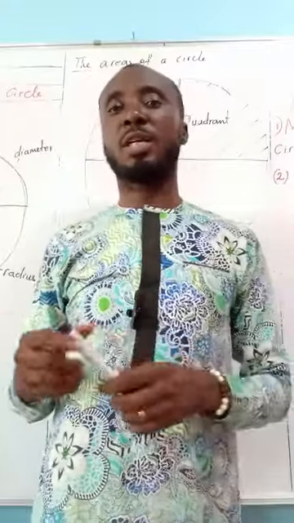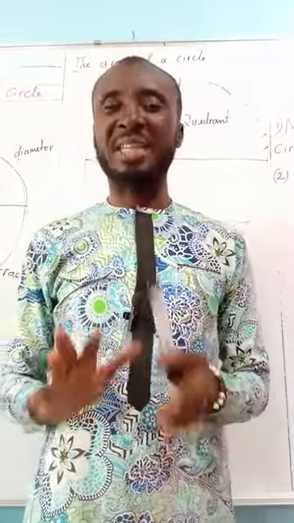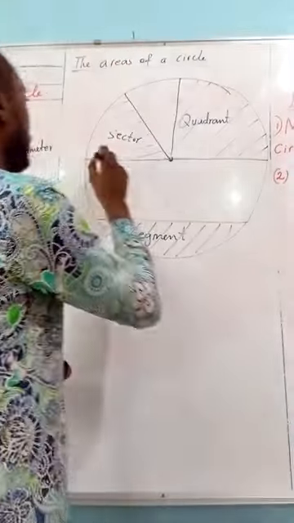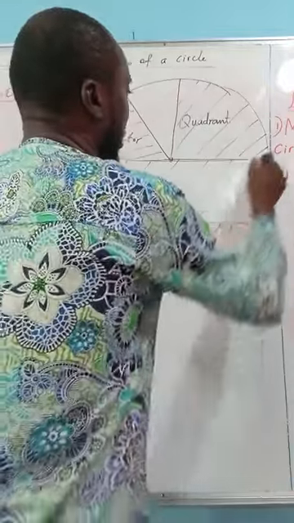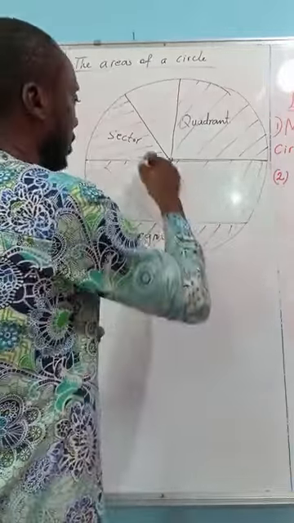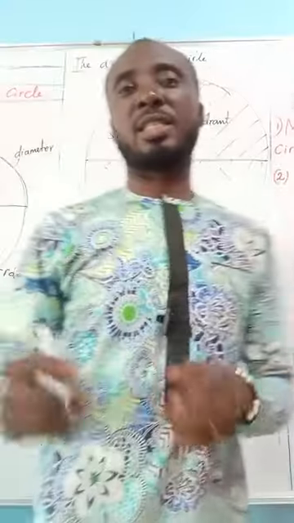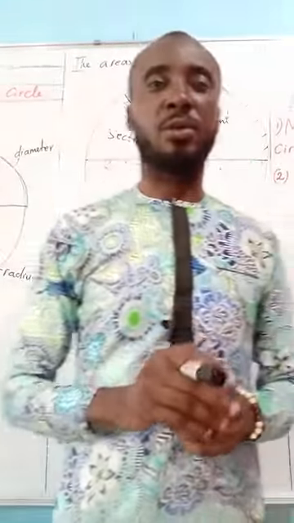The next one we're going to be talking about is the semicircle. The semicircle is half of a circle. All of this is a semicircle. Let me give it a different look. So these are the areas of a circle.